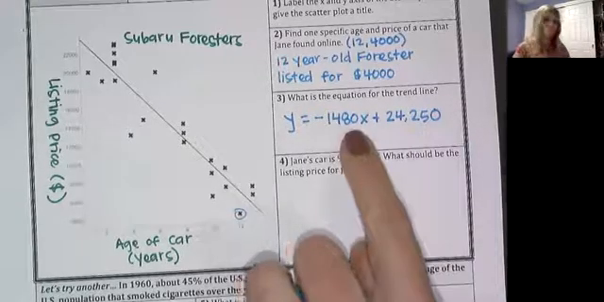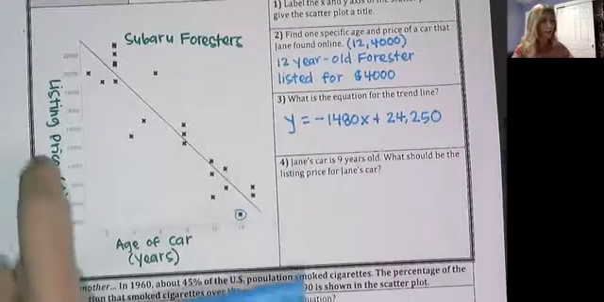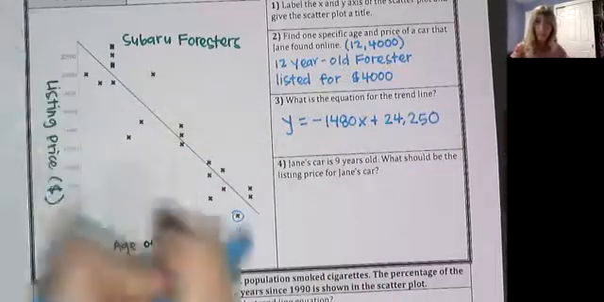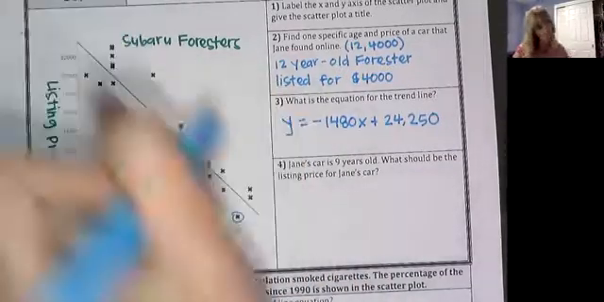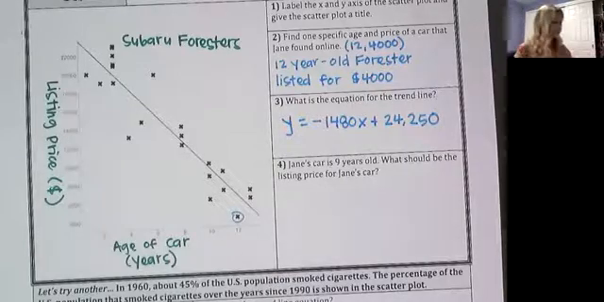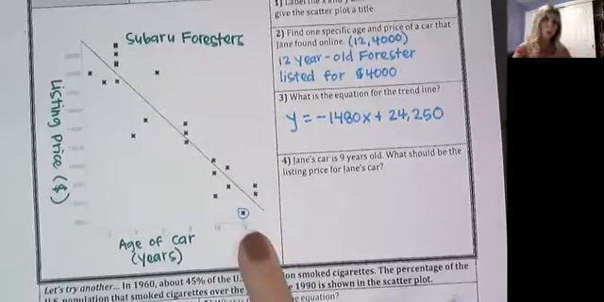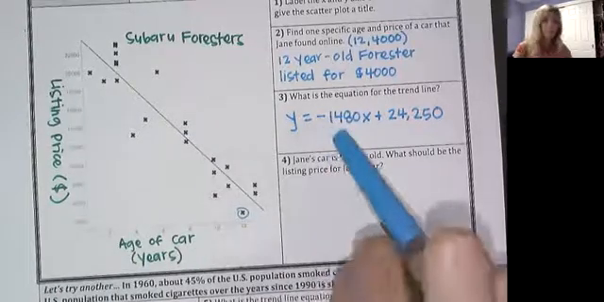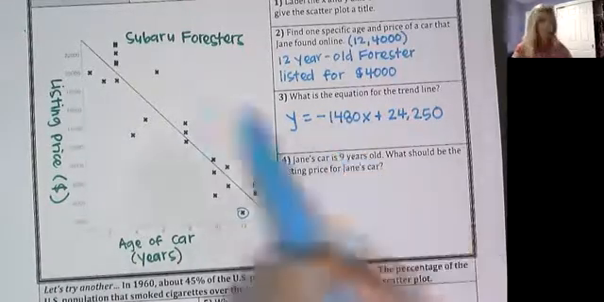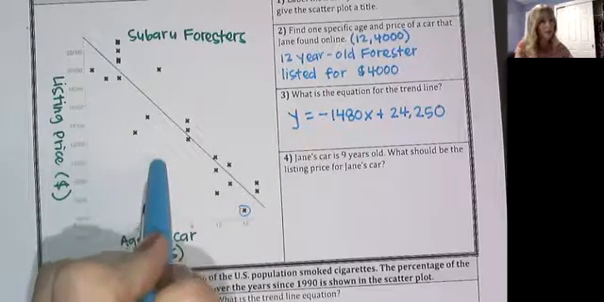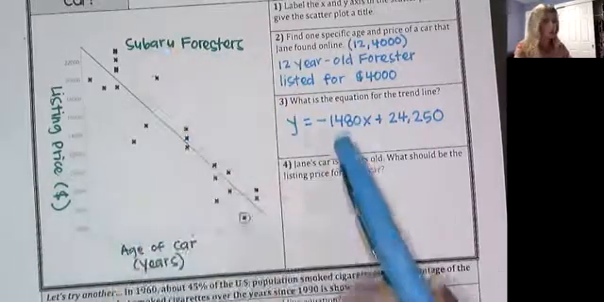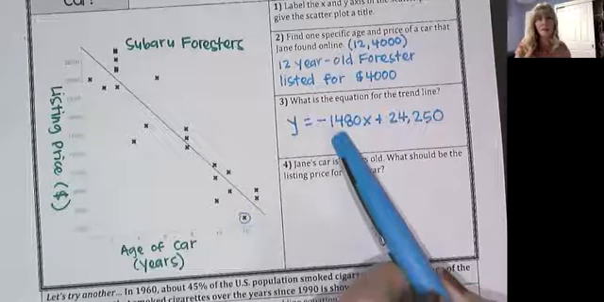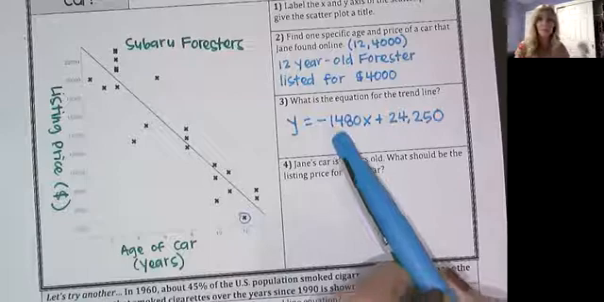This slope, remember, slope is always y per x. So the fact that it is negative, which makes sense because I see a negative slope here, I see a negative association between these variables because as age of the car goes up, price of the car goes down. So this negative 1,480 means based on this data here, what they're telling me is that a Subaru Forester loses $1,480 worth of value per year. That's just every year it gets older.